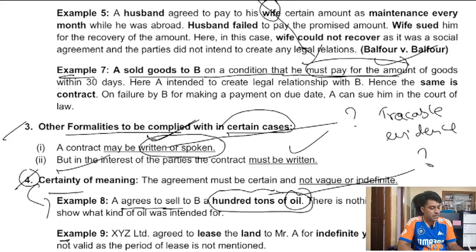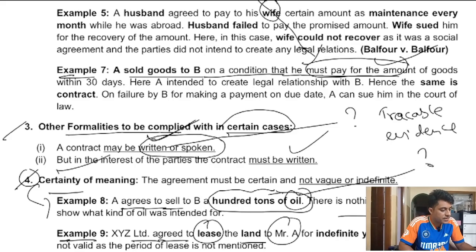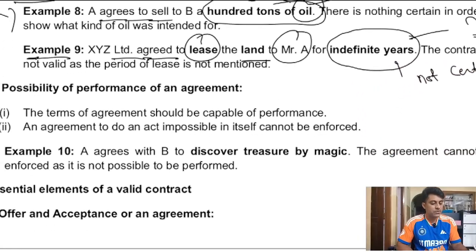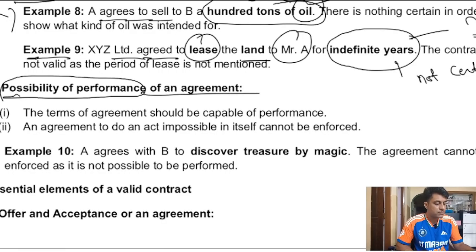Yeah, example 19, if you look at it here, X Limited agrees to lease the land to Mr. A for indefinite years. Indefinite years. Again, it is not certain. So therefore, one of the essentials of a valid contract is missing here. Yeah, fifth one, possibility of performance of contract. There has to be a possibility of performance.